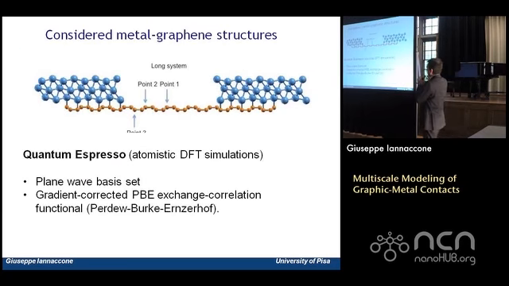We simulate with ab initio atomistic DFT simulations using Quantum ESPRESSO, structures such as this. We have two metal regions connected by a graphene sheet. We use a plane wave basis set and a gradient corrected PBE exchange correlation functional. The structure is symmetric because we want to avoid artificially induced dipoles in the structure.